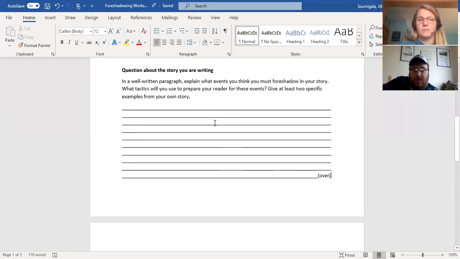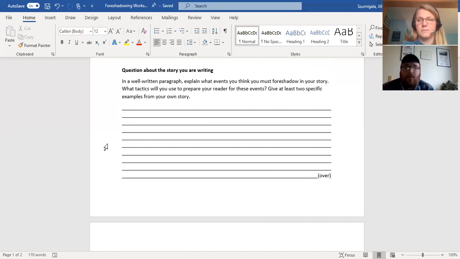Lastly, what you're going to do is think about your own story that you're writing. Think about the event or events that are big enough in your story that warrant some foreshadowing. What are the big things in your story that you need to prepare the reader for? So, in a written paragraph, explain those events that you must foreshadow. Think about what tactics you're going to use to prepare your reader for these events. Give at least two specific examples from your own story.